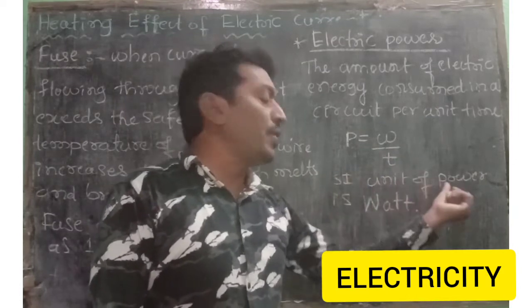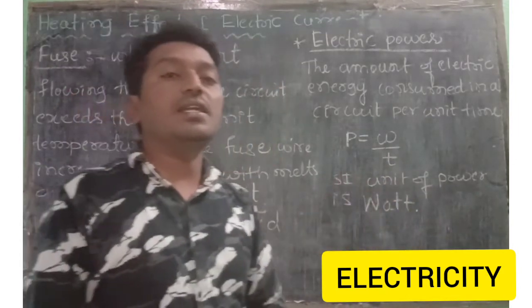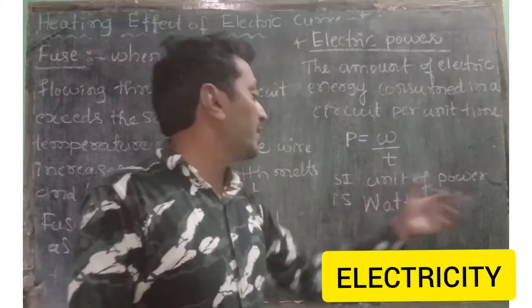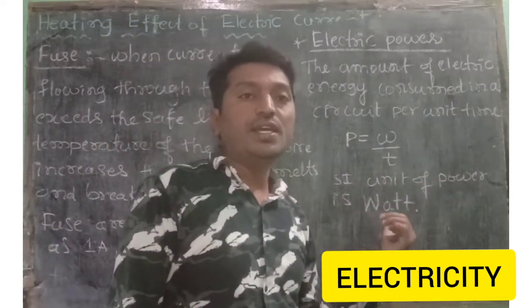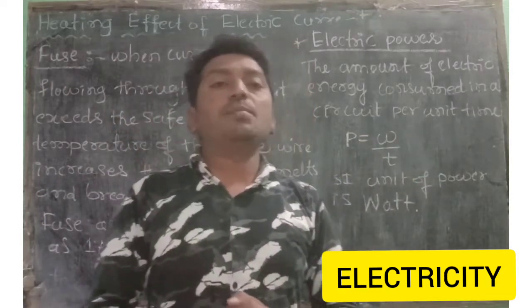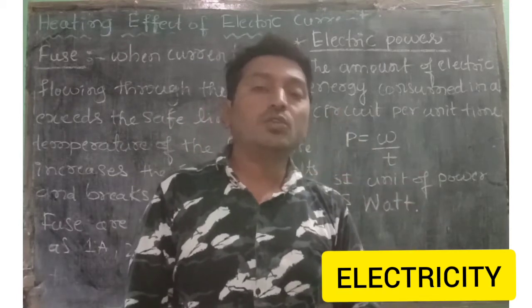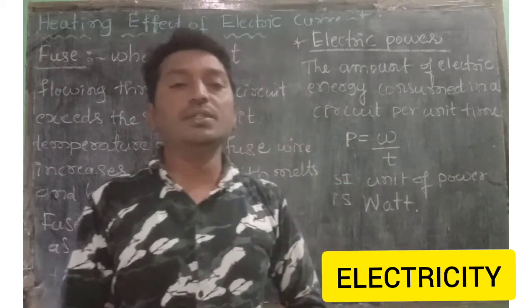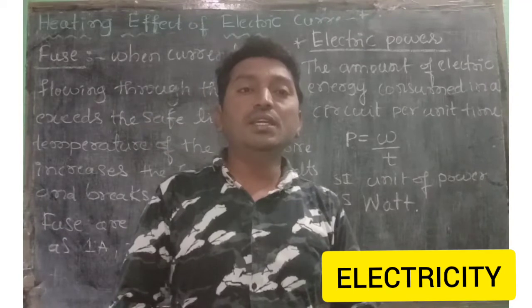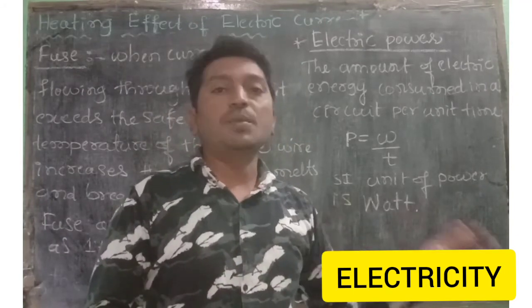The SI unit of power is the watt. SI means standard international unit. We can measure consumed electricity in watts, but the larger amounts of electricity are measured in kilowatt hours and some other units.